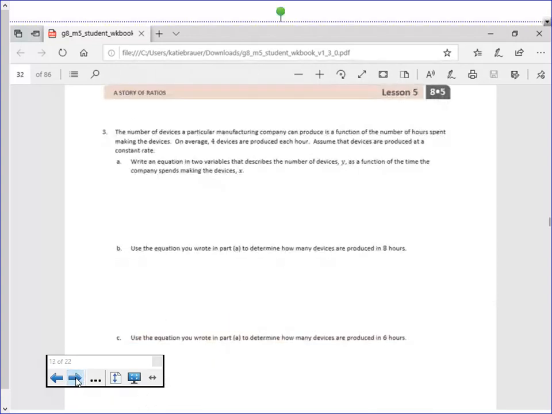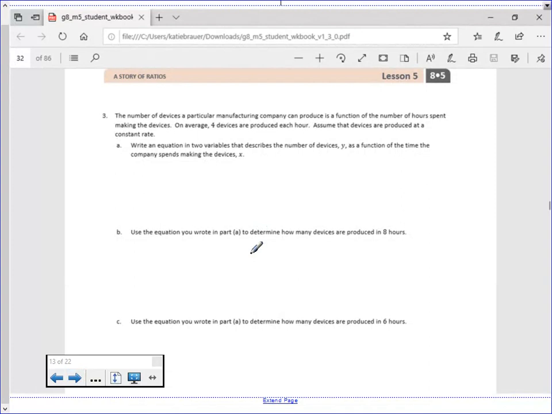All right, we're moving on to number 3. The number of devices at a particular manufacturing company that they can produce is a function of the number of hours they spent making it. On average, 4 devices are produced each hour. Assume that the devices are produced at a constant rate. The first thing they want us to do is write an equation.